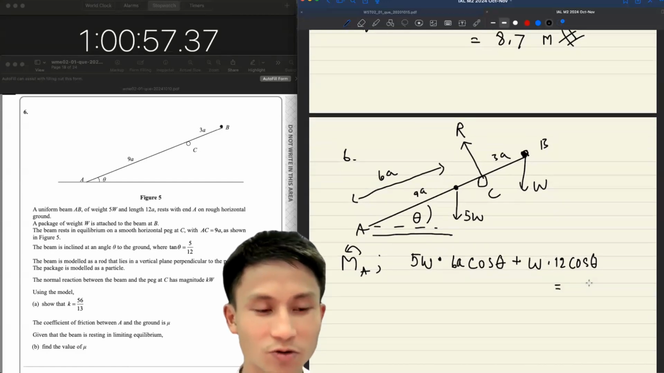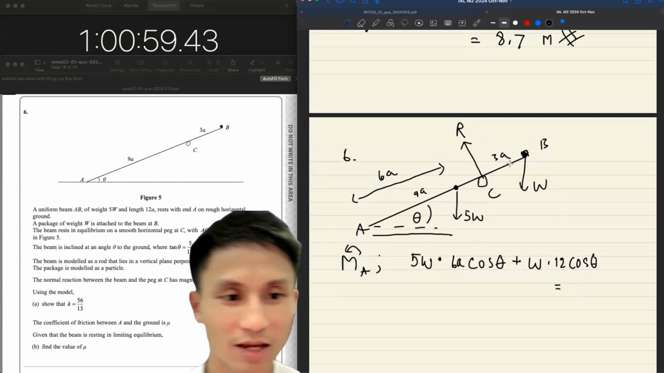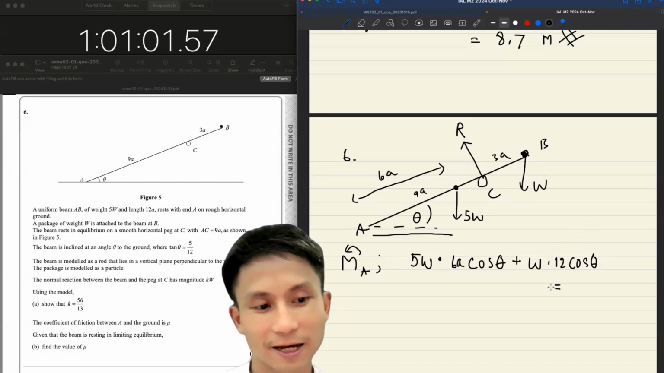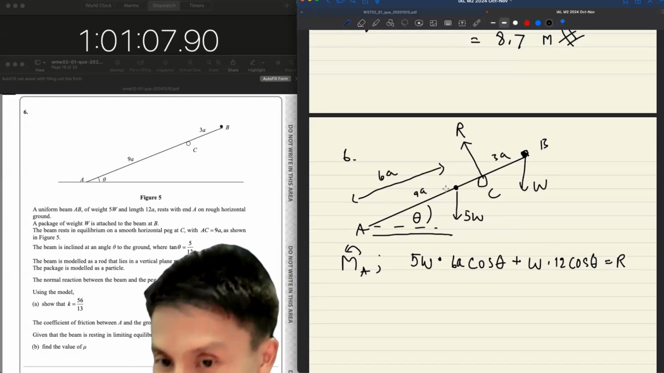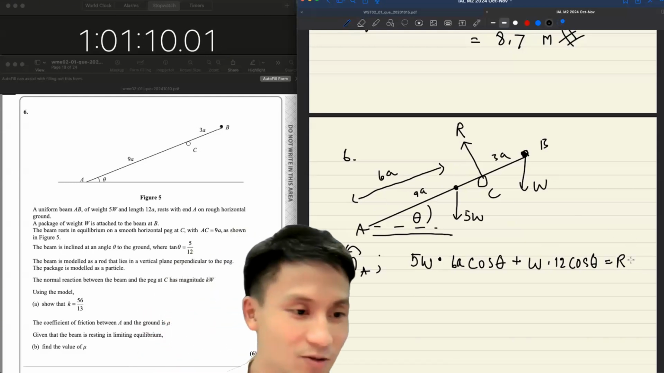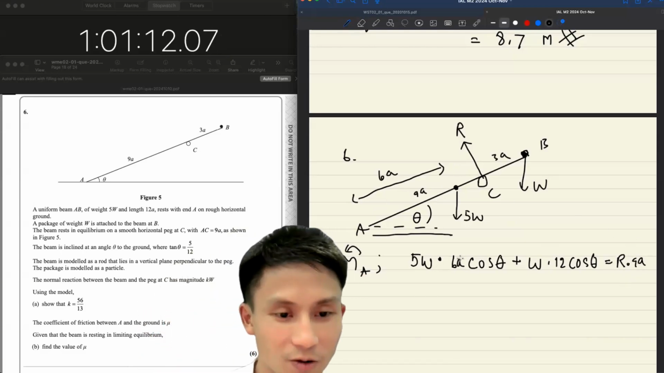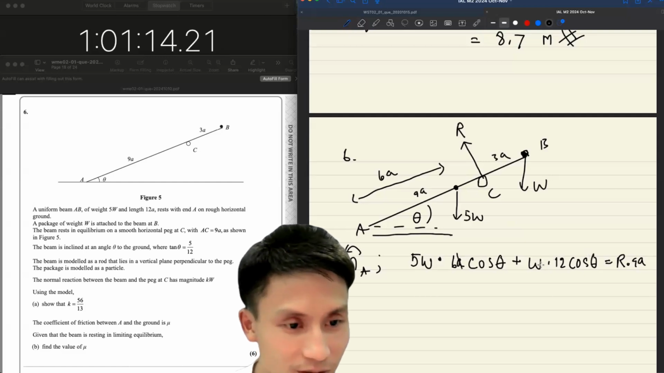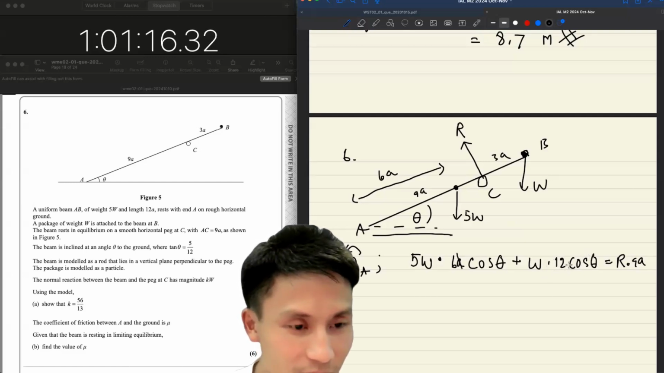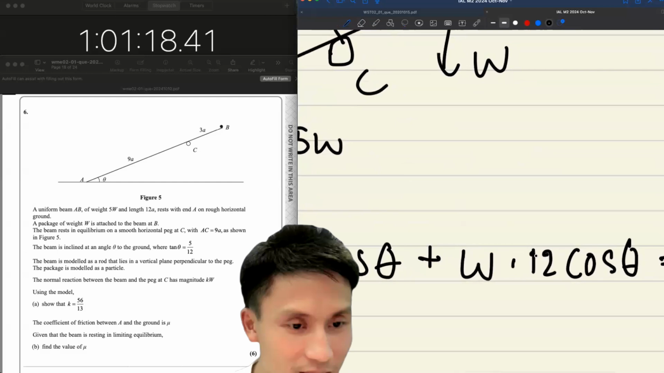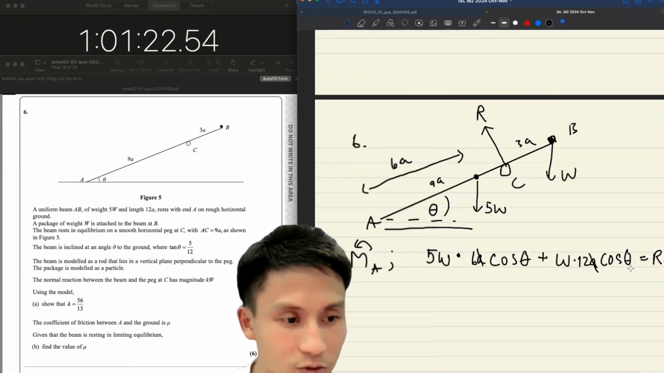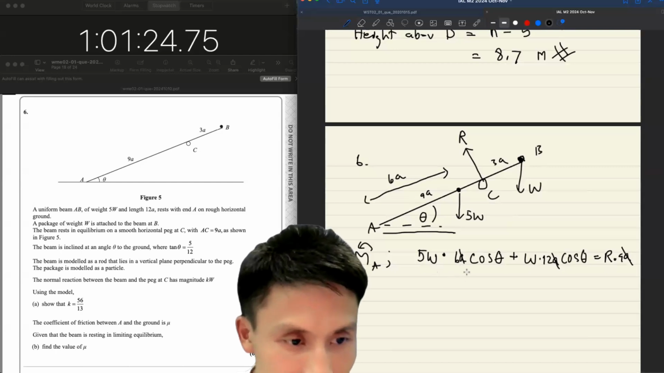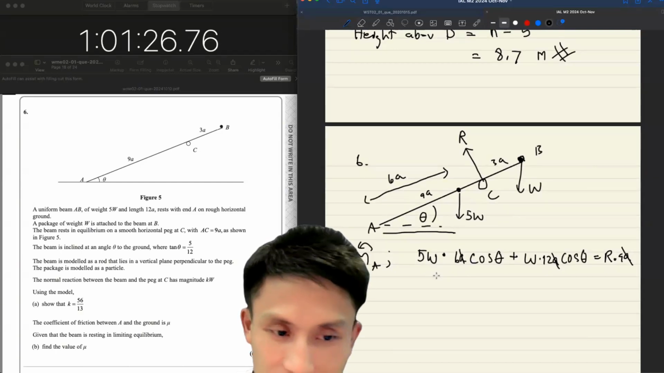That's going to be put equal to, I'm out of space there. The anticlockwise moment. Actually, I still do have space. R, but this is 9A, right? So 9A is from, yeah, AC. So this is 9A. And now A will cancel. Wait, hang on. That should be an A here. A should cancel. So R will be in terms of W.